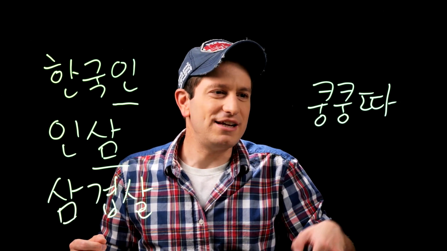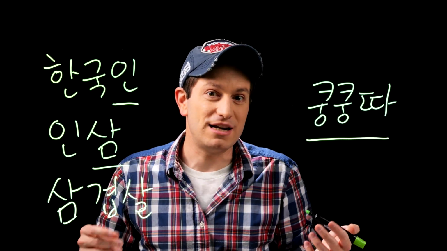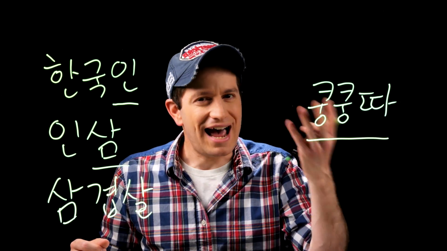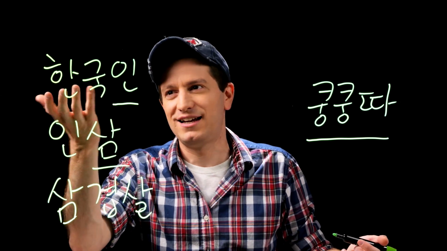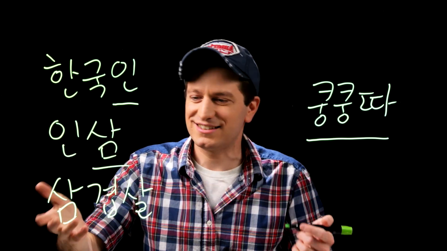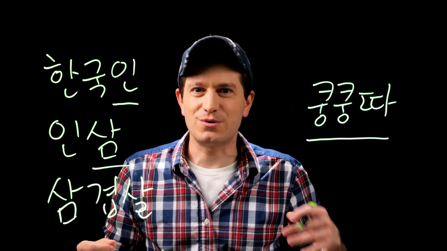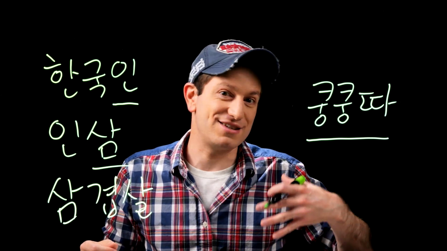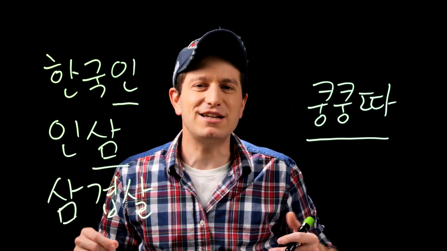But there is something really good about this game, and that is when they play this game on the TV show, as well as when many people play this game, you add in 쿵쿵따 between each word. So you might say 한국인, 쿵쿵따, 인삼, 쿵쿵따, 삼겹살, 쿵쿵따. And it kind of helps keep a rhythm, so it's really easy to tell when someone has failed if someone can't match that rhythm. So this is the basic way to play.